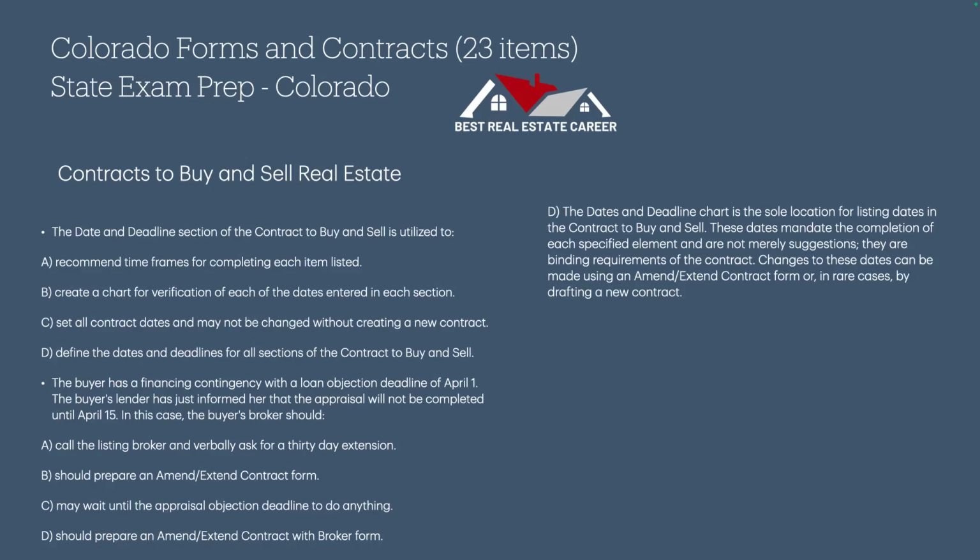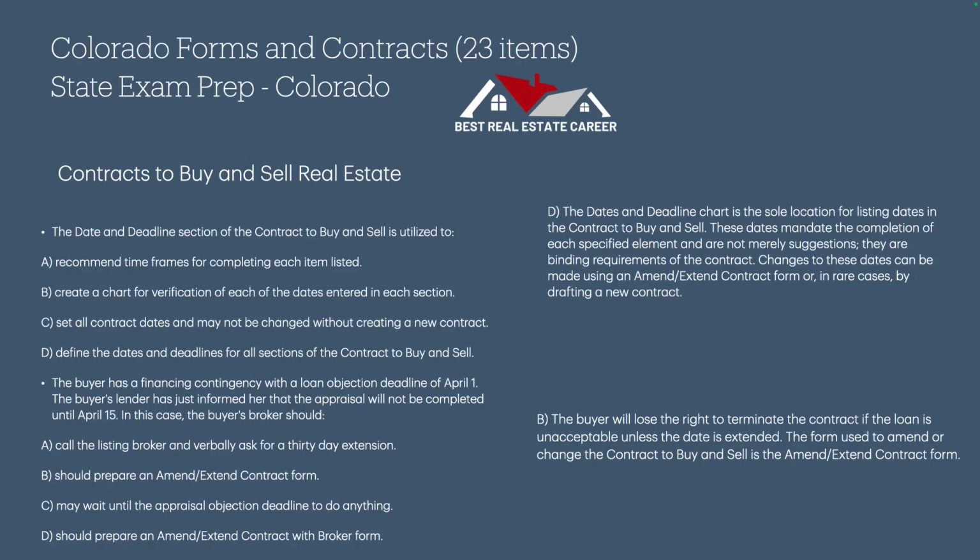The buyer has a financing contingency with a loan objection deadline of April 1. The buyer's lender has just informed her that the appraisal will not be completed until April 15th. In this case, the buyer broker should... and it's B, right? So the buyer broker should prepare an amend extend. All right. So an amend extend, remember small changes, we're going to do an amend extend. And so there's already a date and deadline. That's what we're going to do.